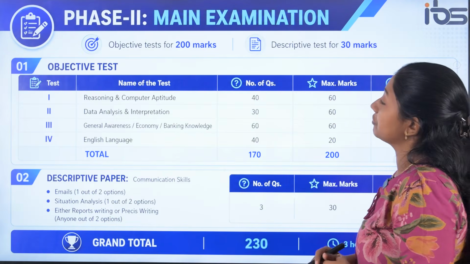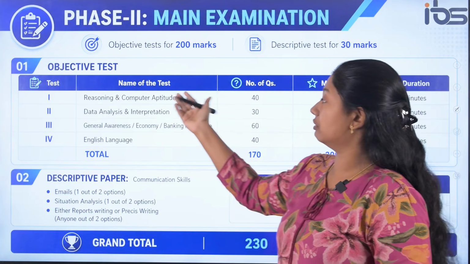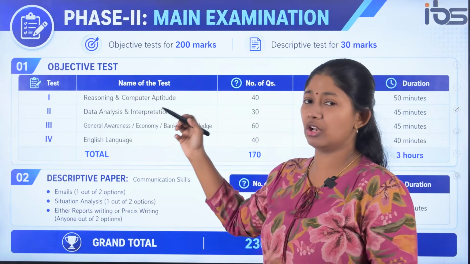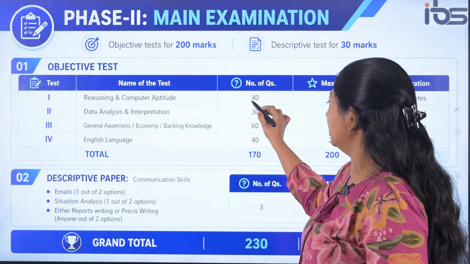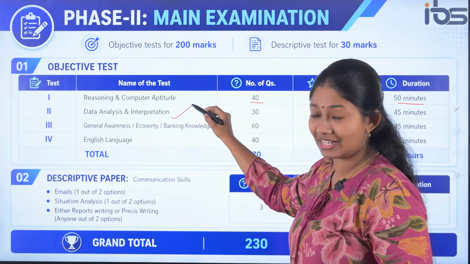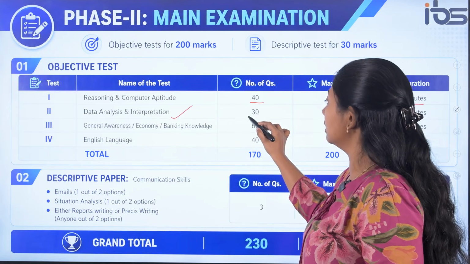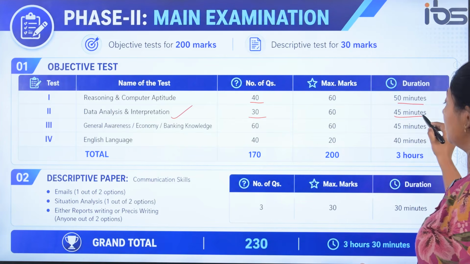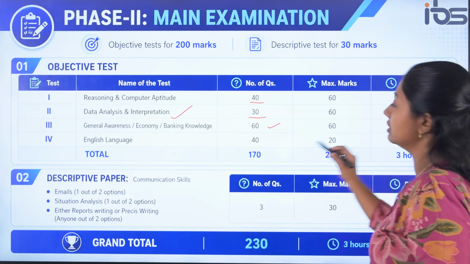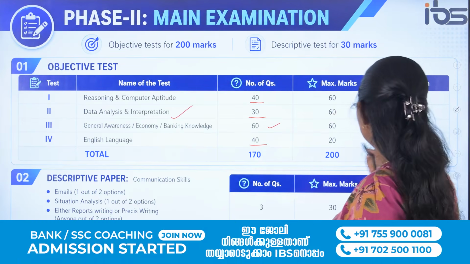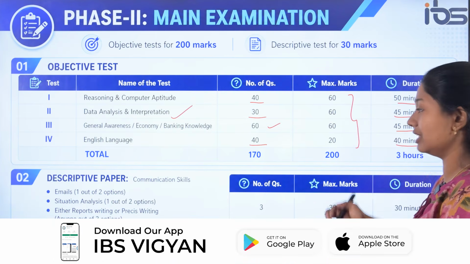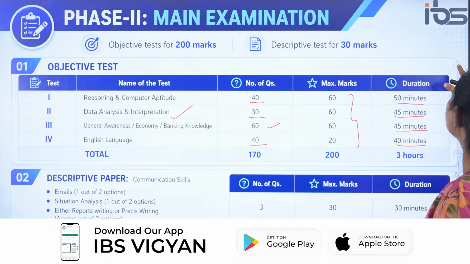Then we have the mains: reasoning and computer aptitude, 40 questions in 50 minutes. Then data analysis and interpretation, that is quantitative aptitude, 30 questions in 45 minutes. General awareness and economy has 60 questions in 45 minutes, and English language has 40 questions in 40 minutes. You can see the marks also, all of which we have discussed. Then we have the descriptive paper.